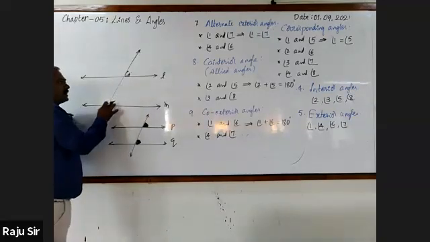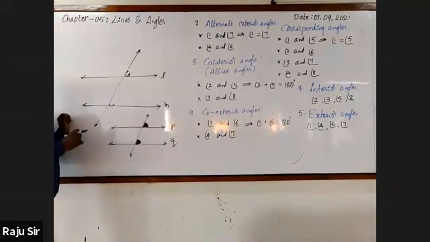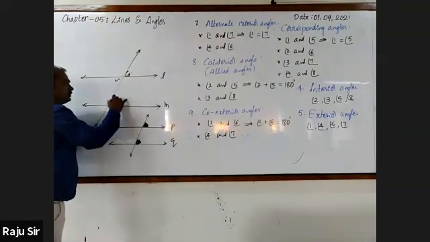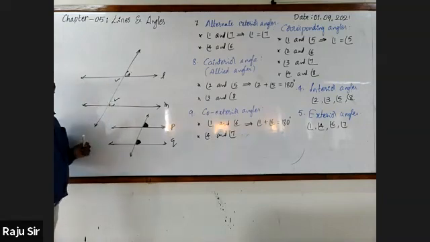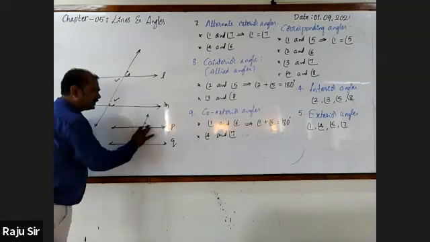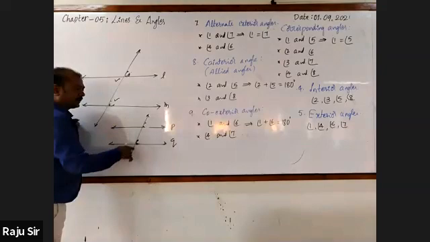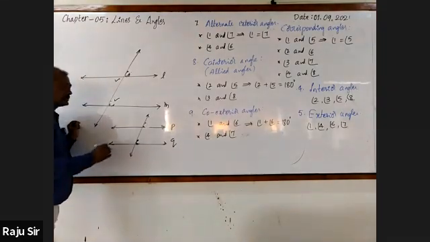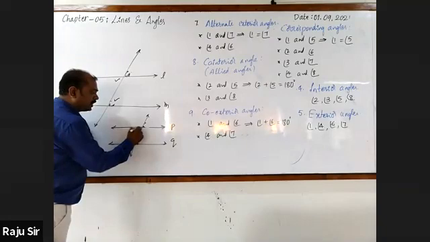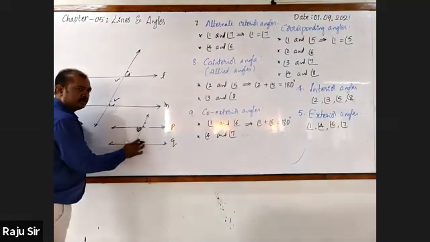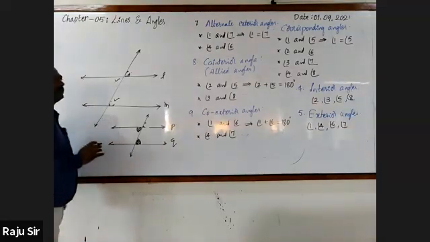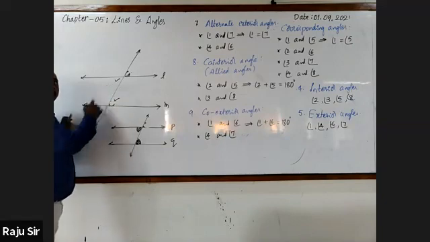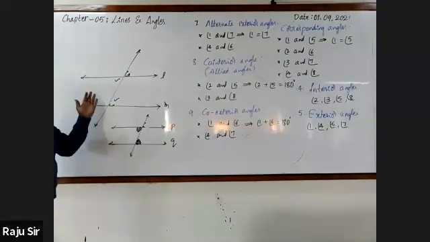If a transversal intersects two parallel lines, then each pair of alternate interior angles is equal. Must be equal. Next, its converse. If a transversal intersects two lines such that each pair of alternate interior angles is equal, then the lines are parallel. Understood? Yes, sir. So these two are called the alternate interior angles axiom.